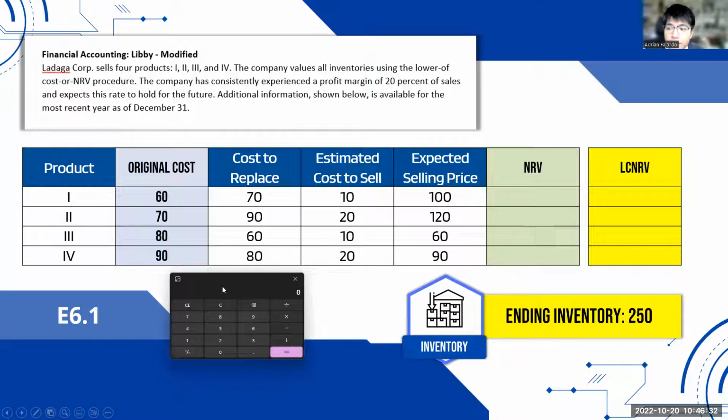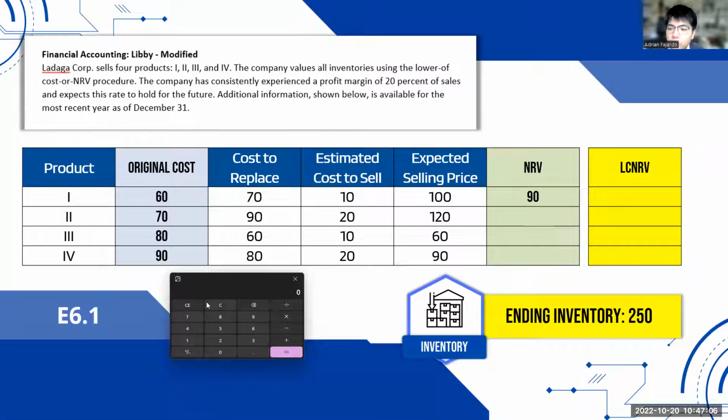For those that want to answer in the chat, you can solve with me. Let's look for the NRV for product 1. So for product 1, the NRV would be estimated. We start with selling price 100 minus the cost to sell, which will give you 90. We ignore the cost to replace, and therefore our NRV would be 90. Correct.